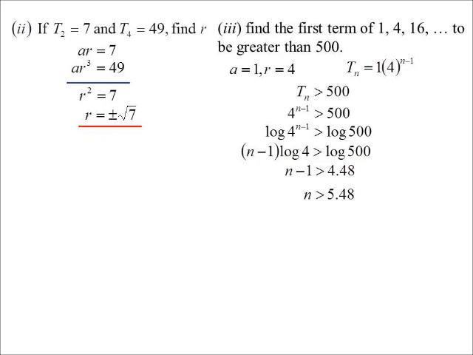So what if we had the weird things where you had 1, negative 4, 16? Good question. So if you had 1, negative 4, 16, instead of 1, 4, 16, then in this question, when they're saying greater than 500, what they're really talking about is the magnitude of the number. So they're not really worried about the plus or minus. So in that case, I'd just leave the ratio as 4 rather than negative 4. So when is n greater than 5.48, we want the first whole number. So it turns out to be 1024, the sixth term. Okay.